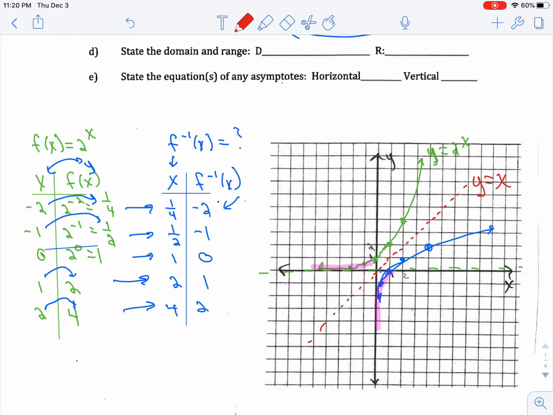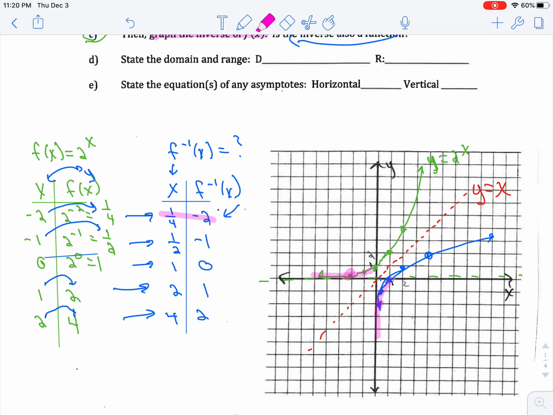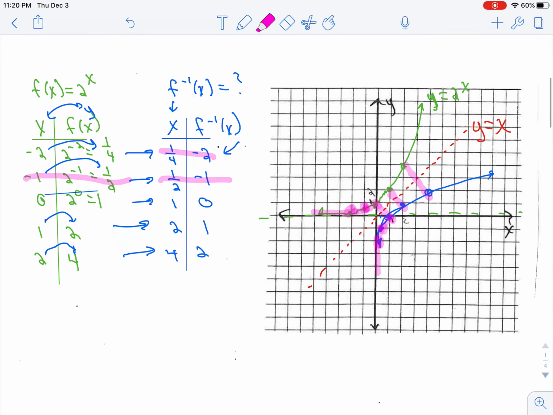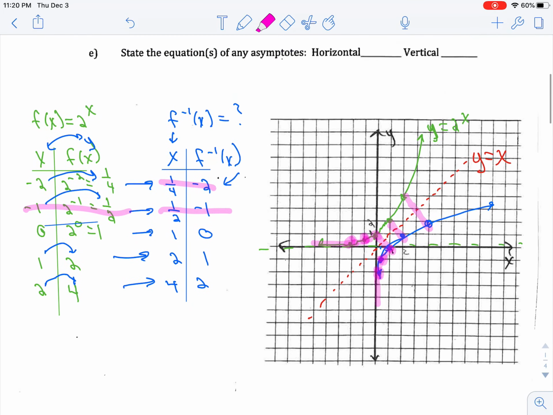All right, so you can see that this point that's right here for, say, the negative 2, 1/4, which is here, has its counterpart of 1/4, negative 2 here, right? They are reflections over the line y equals x. The negative 1, 1/2, which is here, is going to reverse or flip over to the 1/2, negative 1. Those are reflections over the line y equals x. These are reflections over the line y equals x. These are reflections all the way down the line. Okay, so that's what we call the inverse.